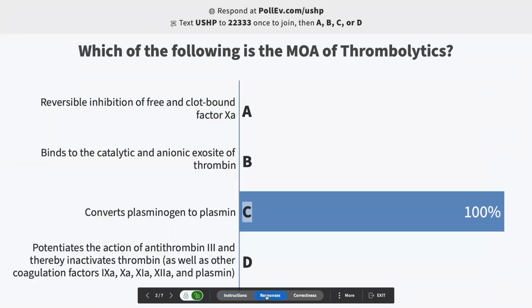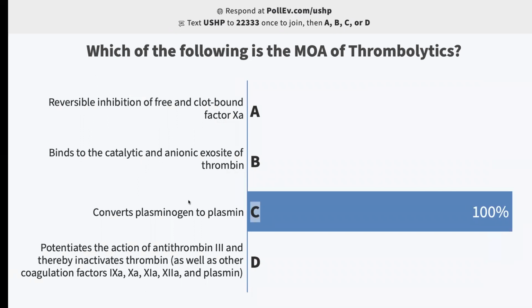All right, it looks like everyone is paying attention. The correct answer is letter C, converts plasminogen to plasmin.